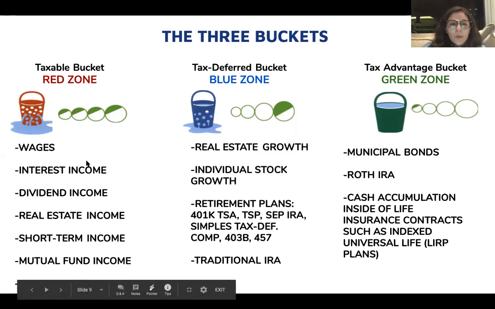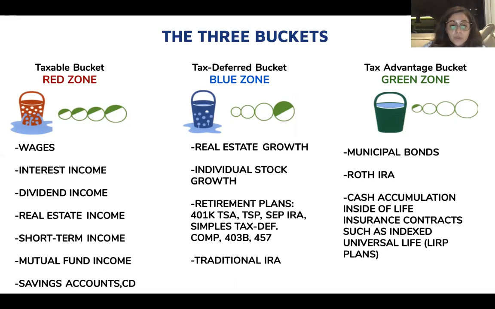We know the red zone is wages, interest income, dividends, real estate, short-term income, mutual funds, and savings accounts. Why is it red? Why does it have a lot of holes in there? Because when you earn your wages, you pay taxes on that, right? And then you put it in a savings account, and any interest you earn on that savings account, if it's over $10 in a year, you're going to pay taxes on that because they're going to send you a 1099 interest to put on your tax return, right? Now, if you have stocks and you sell them, once you sell them, you have to pay taxes on the capital gains on that stock.